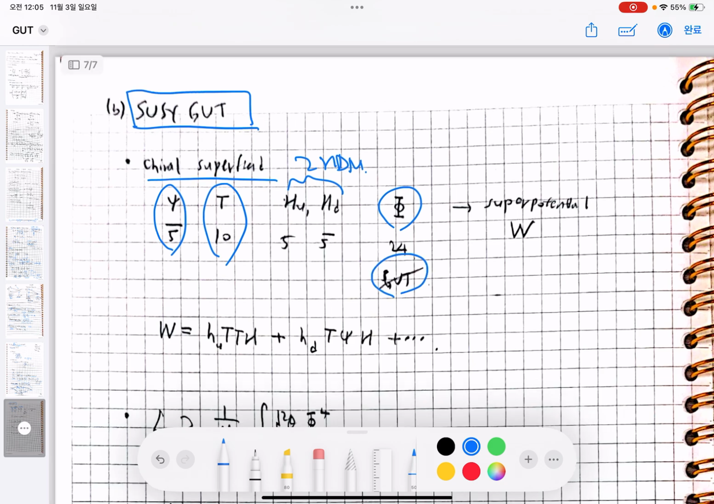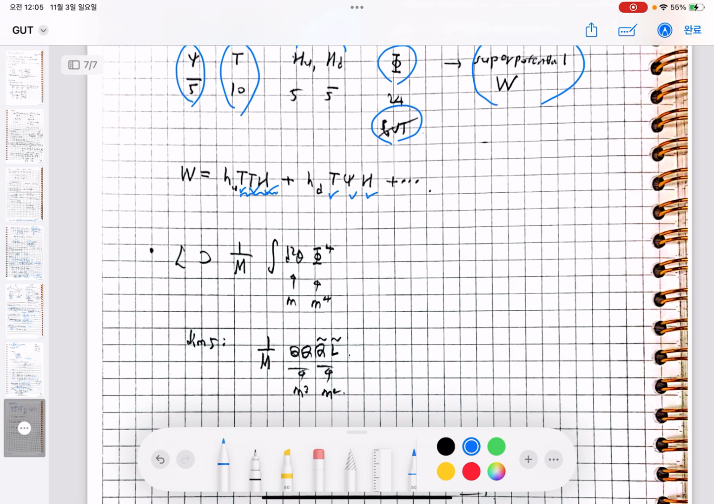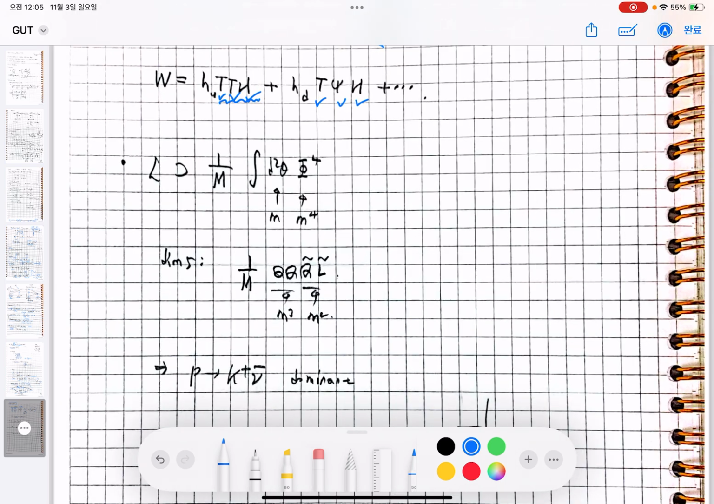And by using such chiral superfields, we can construct the superpotential, like the Yukawa interaction terms with the 10 representation and the Higgs, and the 10 and the 5 bar with the Higgs. And the interesting characteristic of the SUSY GUT is that there will be some Grassmann number integration, so the dimensional analysis is different.